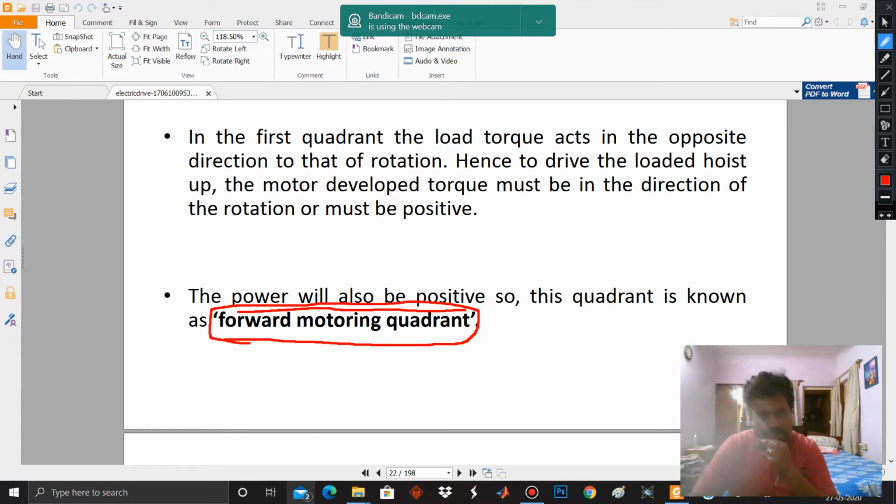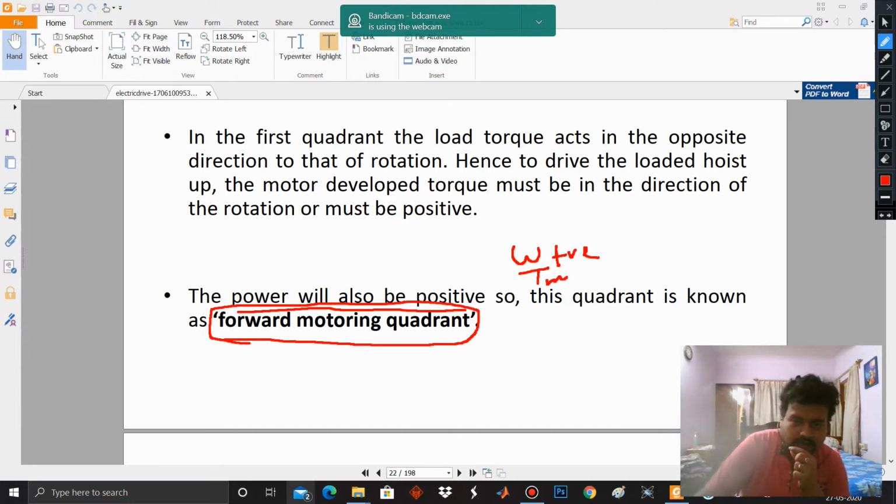Why will the power be positive? Because omega is in the counterclockwise direction, that is positive, and the motor torque is also in the counterclockwise direction, so it is also positive. What is power? Power is equal to tau omega. So if tau is positive and omega is positive, the power will also be positive.